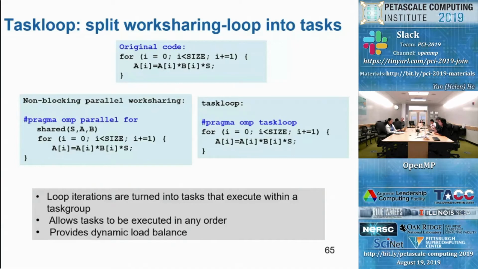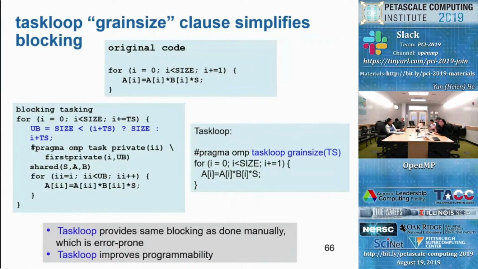There's another clause, next slide please, called grainsize. When you decompose the loop into different pieces, you give a size for each piece. This is the equivalent of a manual optimization called blocking, where you do the parallelization one block at a time to help increase cache utilization. Now you don't have to do it manually. With taskloop and grainsize, that's the equivalent of array blocking for you. Okay, next slide, please.